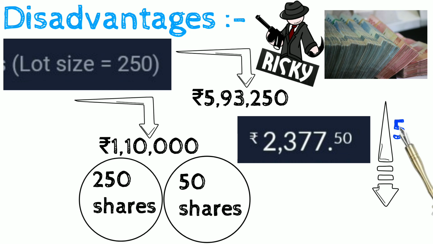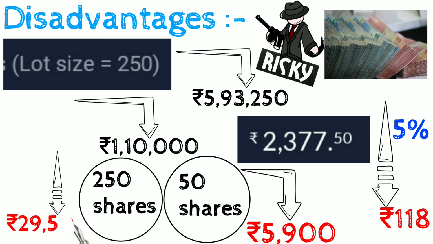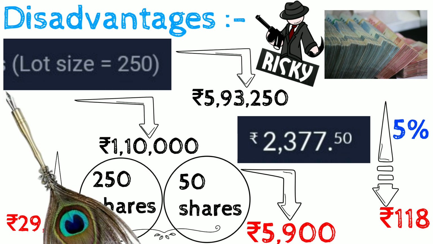If the price goes against you, let's say even by 5%, you lose 118 rupees per share. In the cash market you lose only 5,900 rupees, but in futures you lose 29,500 rupees. In profits also it is the same, you get high returns, but you should have high technical skills for that.